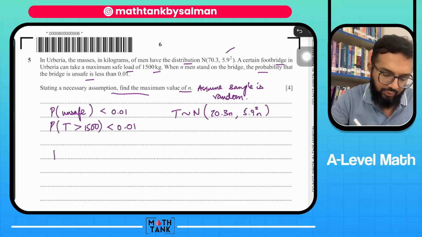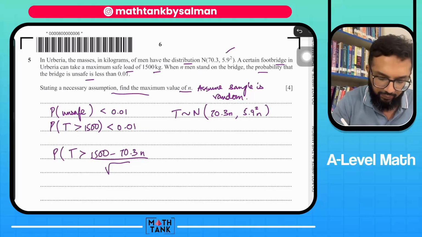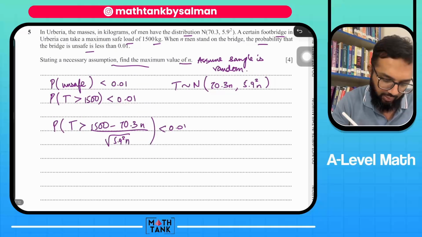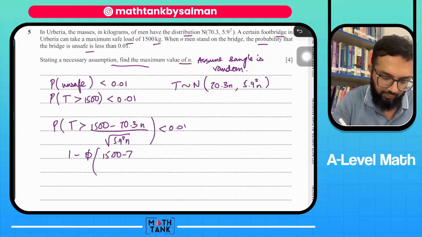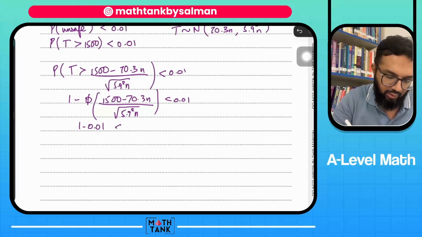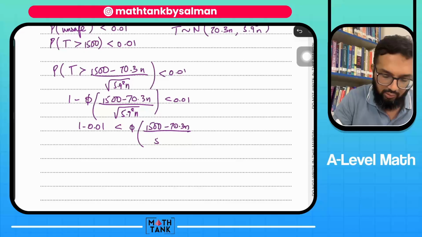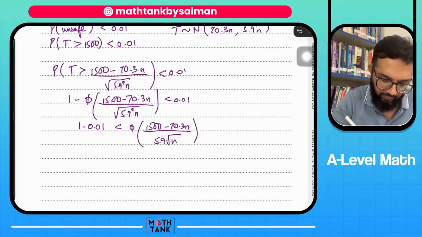Okay. So in this case, then I have P(T greater than 1500) becomes Z greater than 1500 minus 70.3n divided by root of 5.9 square n, is less than 0.01. So 1 minus phi of... I'm just solving a normal distribution from there. I can write this as 5.9 root n, so 0.99. I can do a phi inverse on this.